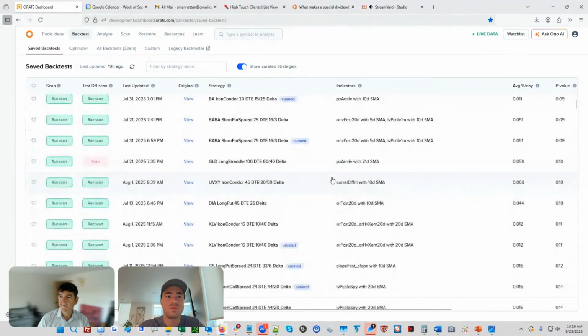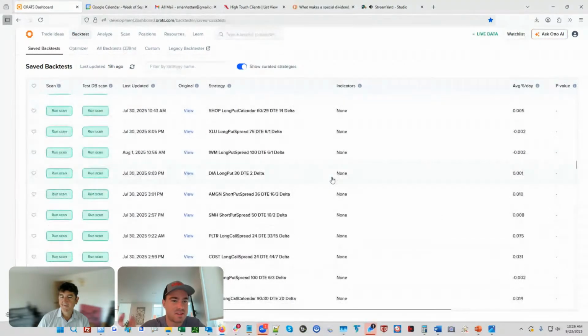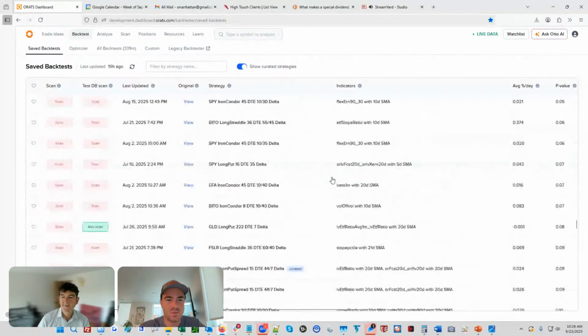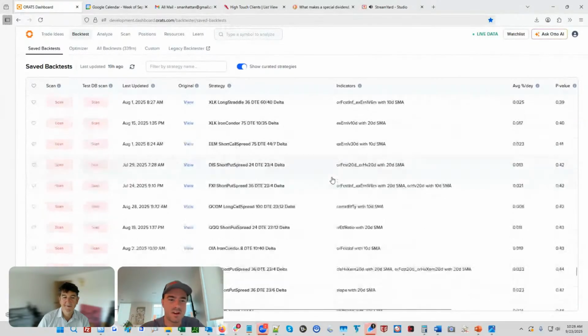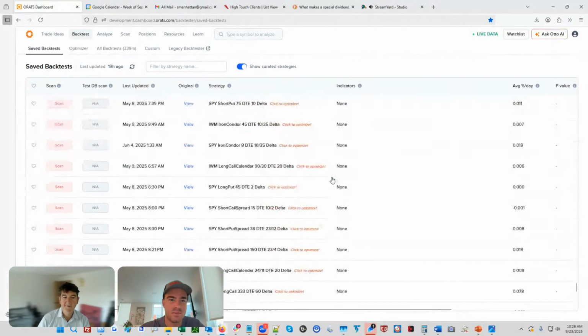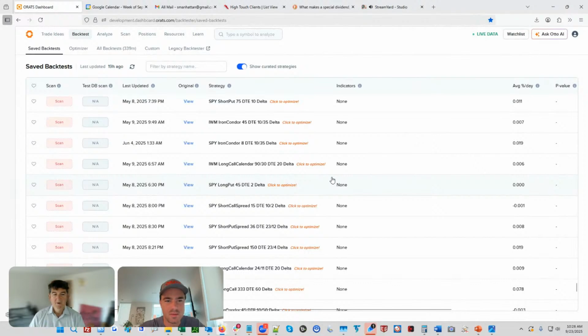If you optimize a custom backtest, you'll see it here as well. So this is where all of your optimized strategies are housed, as well as your saved backtests. Those ones at the bottom that say click to optimize are unoptimized saved backtests.